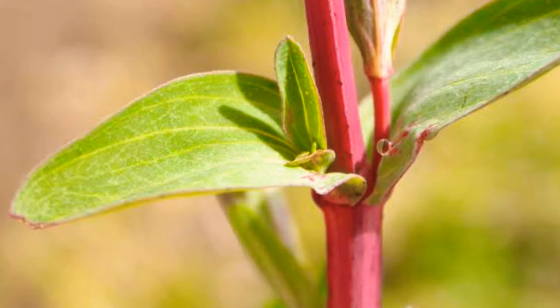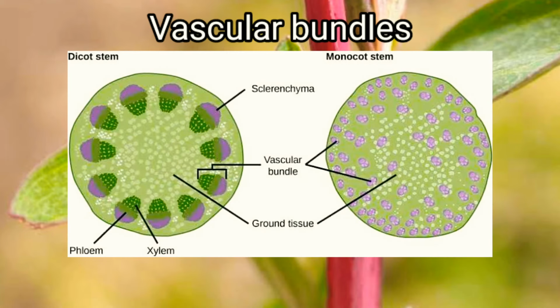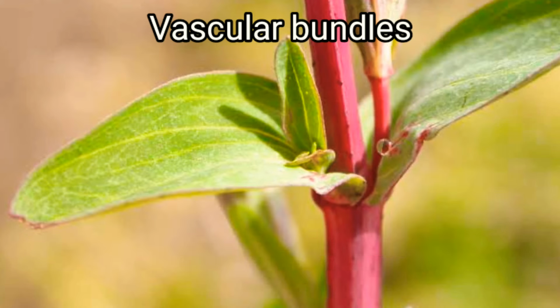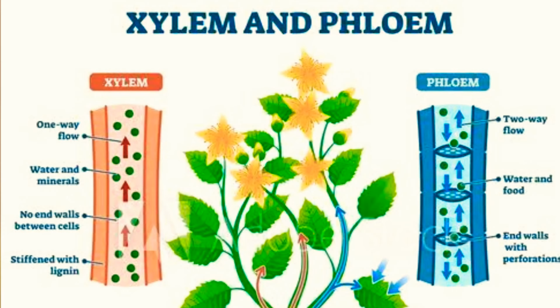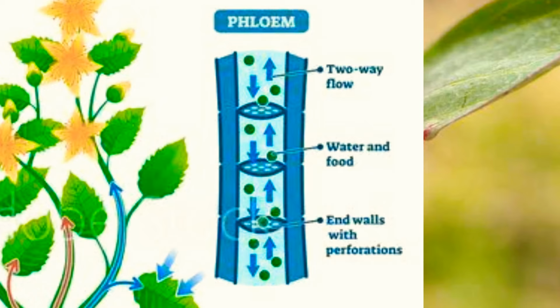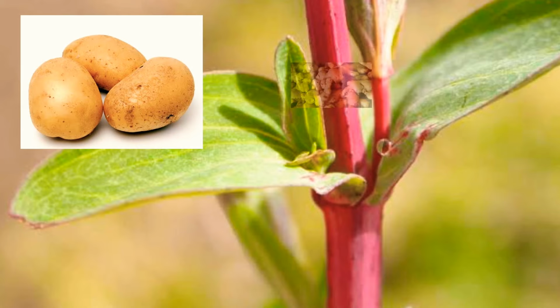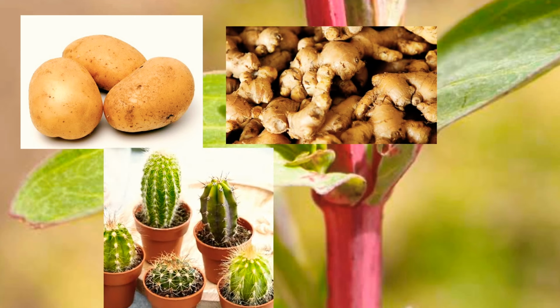Every stem and branch consists of vascular bundles, which include two sets of tiny tubes, the xylem and the phloem. The xylem transports water and minerals from the roots, and the phloem transports sugars from the leaves. Stems can store a large amount of food in some plants, such as potato, ginger, cactus, and sugar cane.